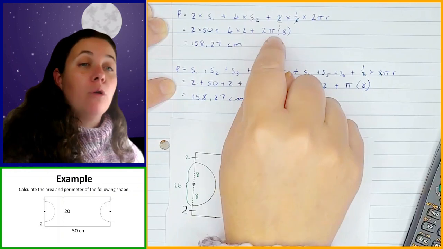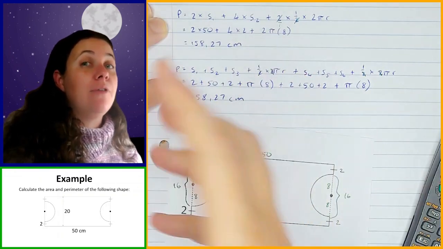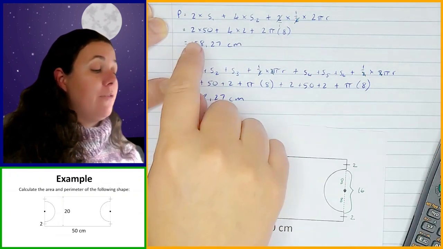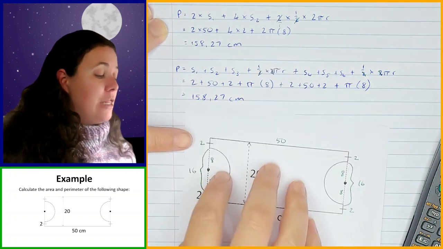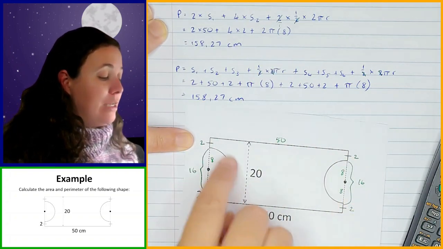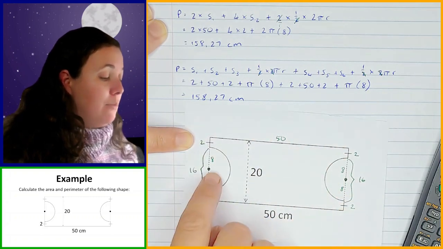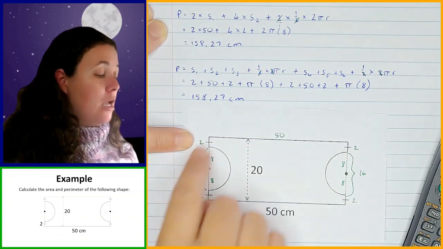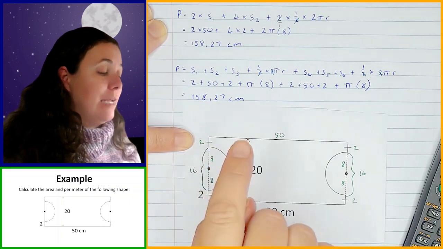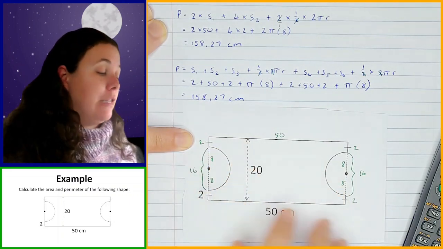But this method, you're more likely to make mistakes by leaving sides out. So you need to be very careful if you use this method that you make sure that you include every single length of every single side, because you're not just going around the shape, so you might skip things out. You need to be very, very careful that you include every single length around that shape.